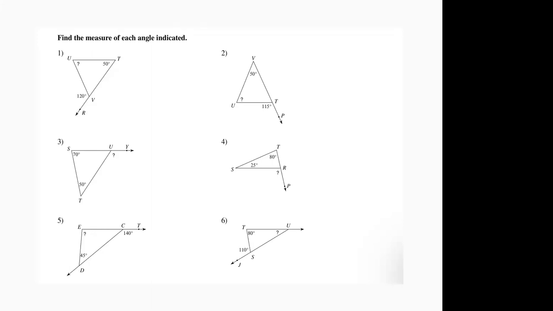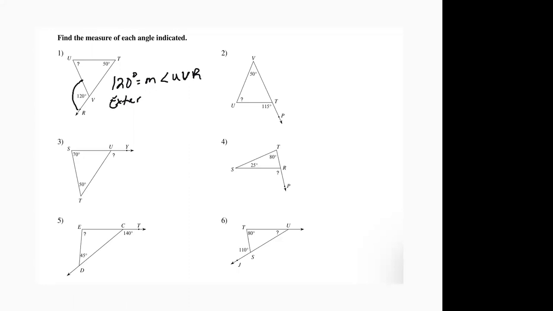This right here, the measurement of 120, let me actually write the actual thing. 120 degrees, right? That's the measurement of angle UVR. And UVR measures 120, okay? So 120 is considered the exterior angle because it's outside the triangle, right? It's called the exterior angle.